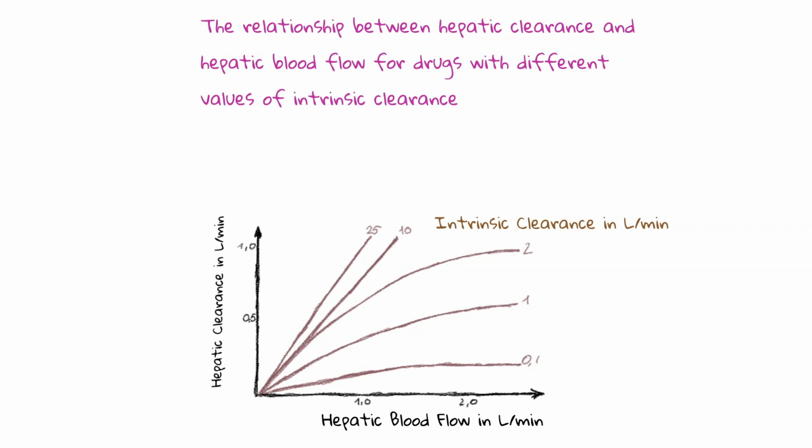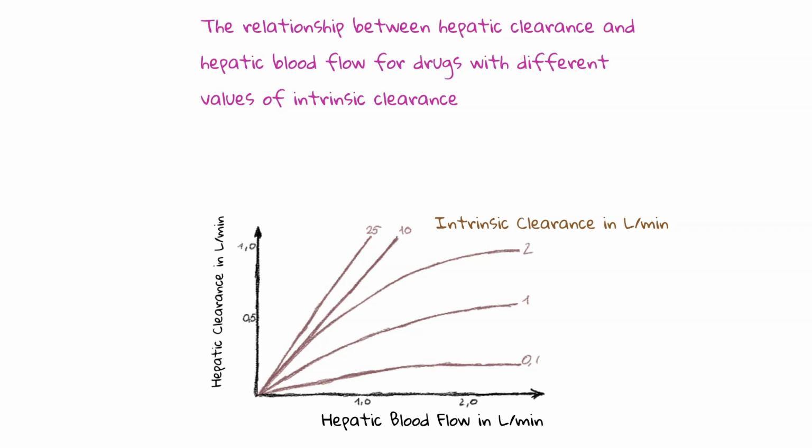One such example is propranolol. This drug is mainly eliminated by the liver, and the intrinsic clearance is so rapid that hepatic clearance is limited by hepatic blood flow. Conversely, for drugs with low intrinsic clearance, the value of hepatic clearance is mainly limited by their plasma protein binding and intrinsic clearance.